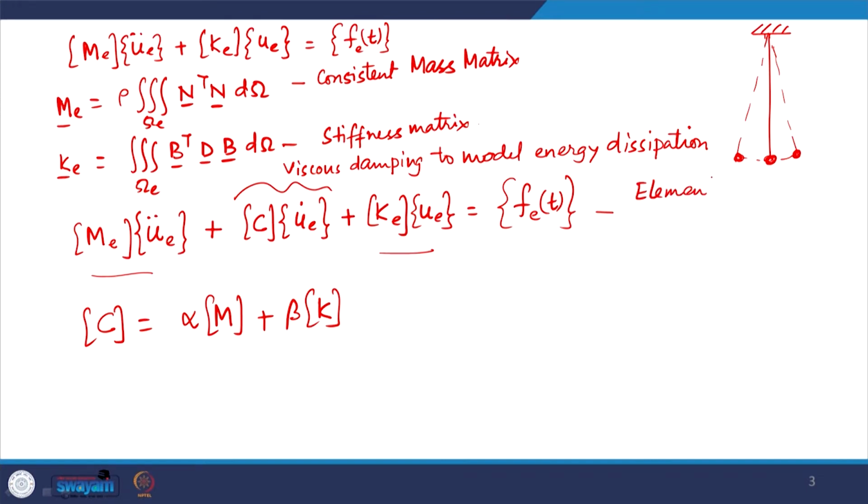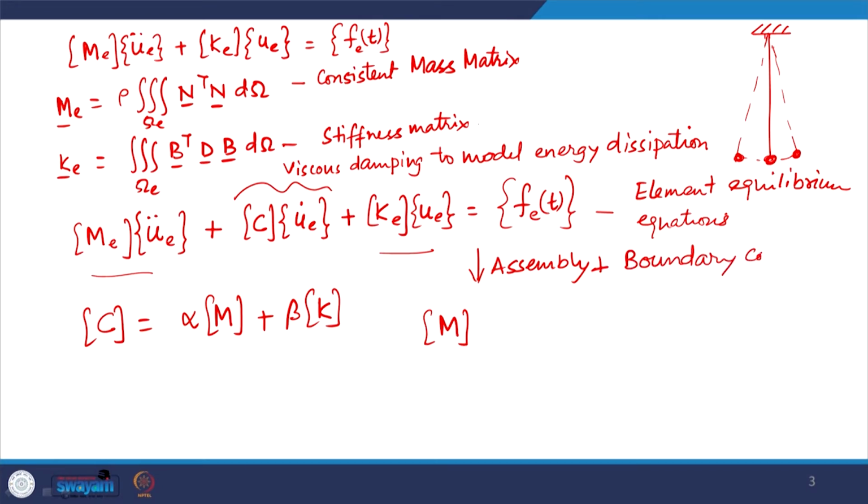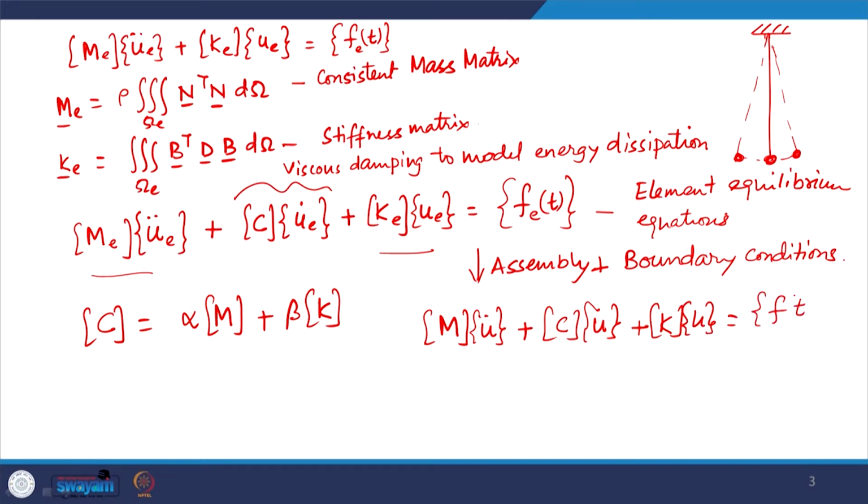So, once we have this element level equilibrium, so total element level equilibrium including dissipation, this can be taken to the process of assembly, plus boundary conditions, and that gives us the final global system of equations: M u double dot plus C u dot plus K u is equal to F(t).